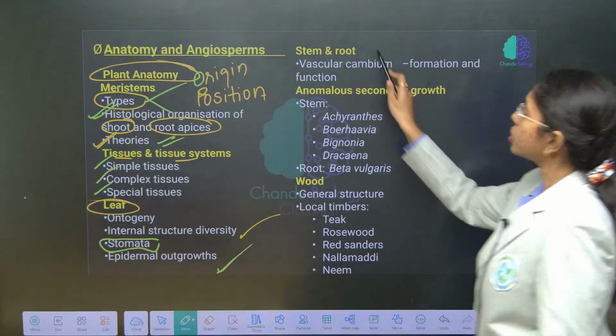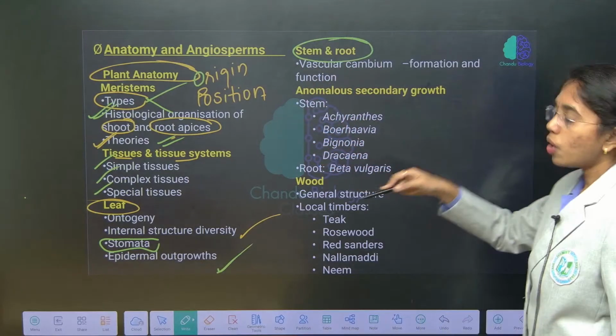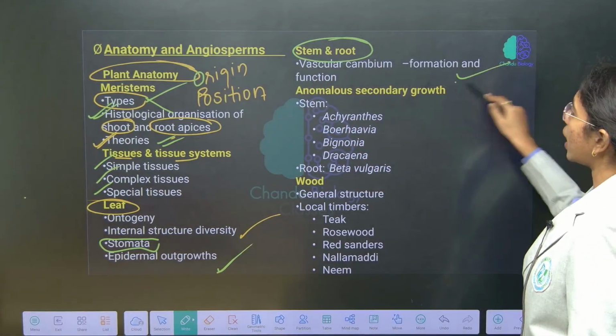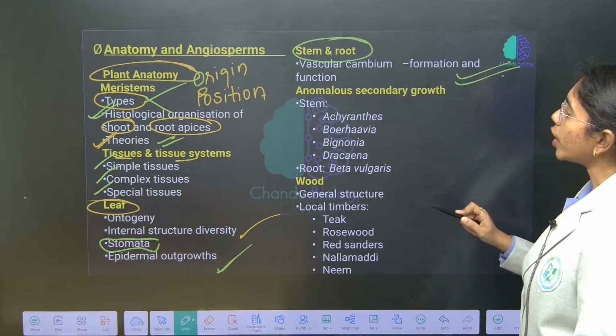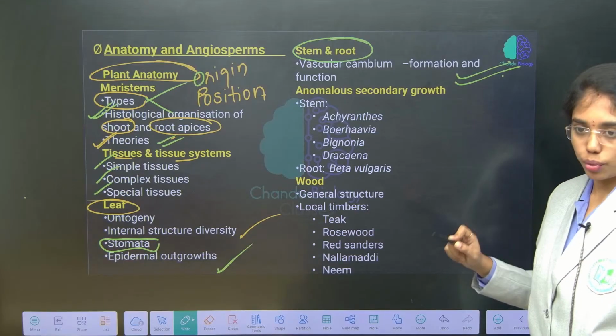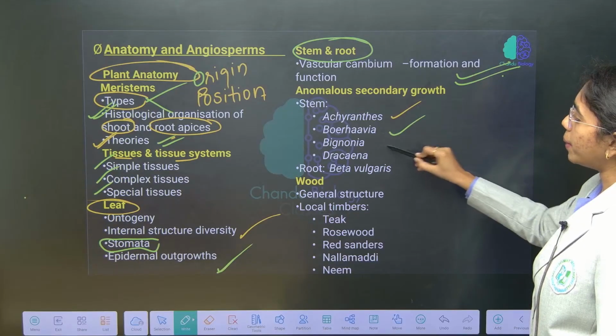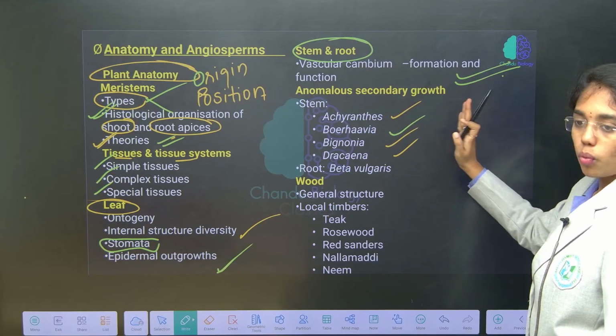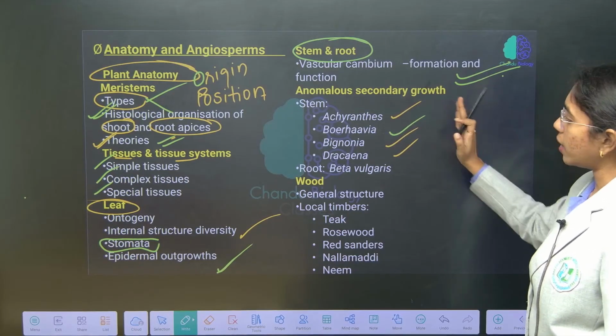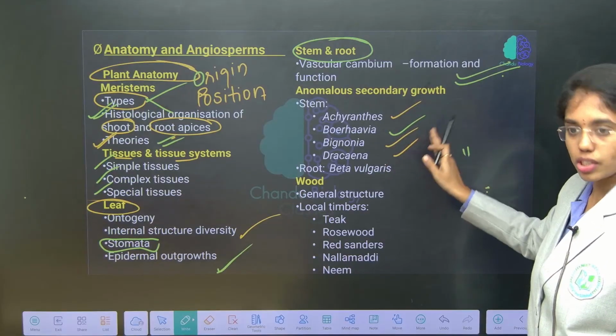Next, stem and root. Fine, right? Vascular cambium, its formation and function. Then look into anomalous secondary growth. Okay, stem, Achyranthes, Boerhavia, Begonia and Dracaena. What is the type of secondary growth? Taking the examples of these you can learn.